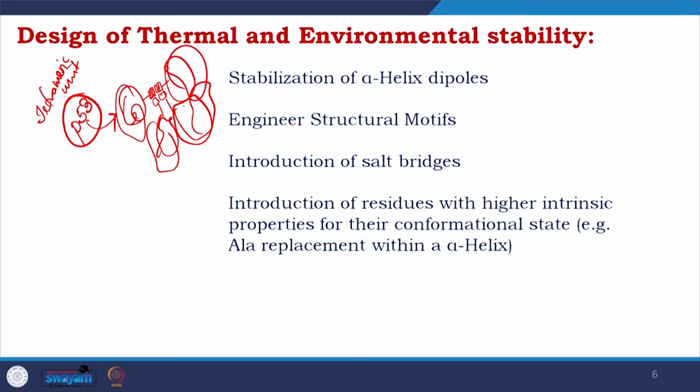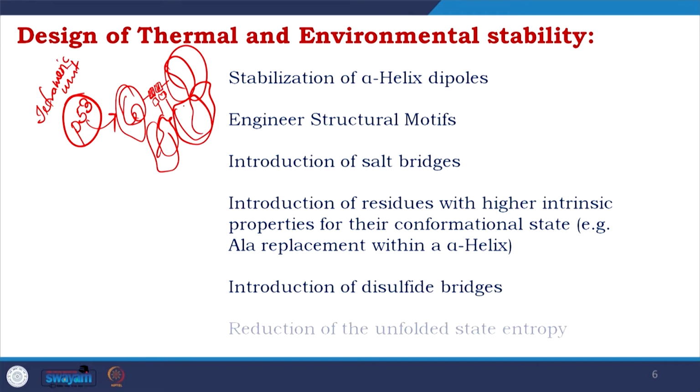You could introduce salt bridges, as I told. You could introduce residues with a higher intrinsic propensity for a conformational state, like you could replace alanine within an alpha helix, so that you see a change of secondary structure, a change of tendency of forming secondary structure. You could introduce a disulfide bridge, you could do the reduction of the unfolded state entropy.